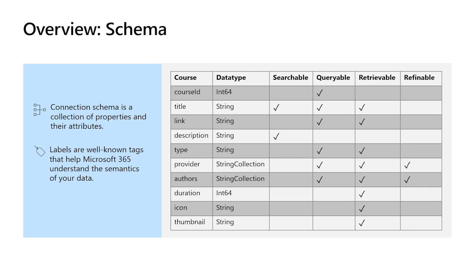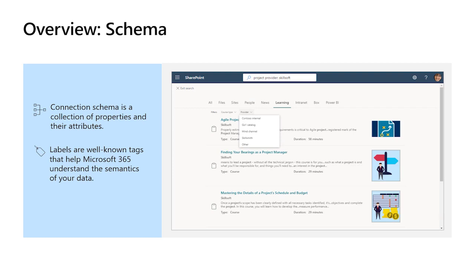Finally, when I mark a property as refinable, I can add it as a custom filter in my search page. In this case, I've added provider and course type as custom filters on my search page.